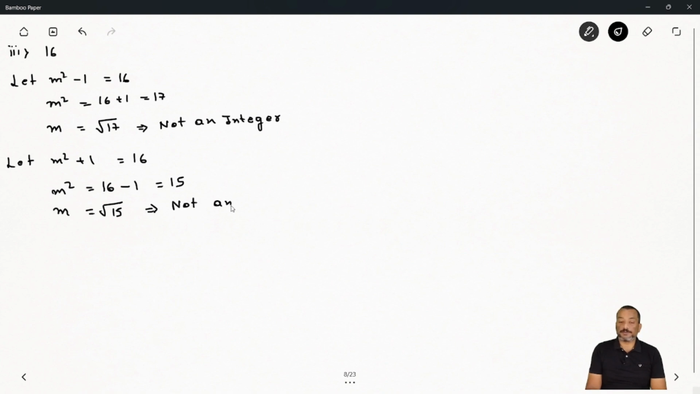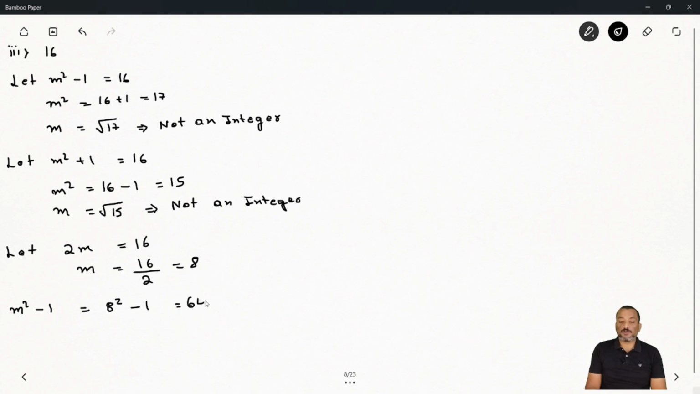Not an integer. Okay. So now last one we have left 2m. So we will say let 2m is equal to 16. Now, which means m is equal to how much you will get? 16 divided by 2. So you will get 8. Now, which means m value you have 8. Now, we can go with find the other two triplets. The other two triplets m square minus 1. So, m value you have 8. So, we can say 8 square minus 1. So, which means 64 minus 1 you will get 63.